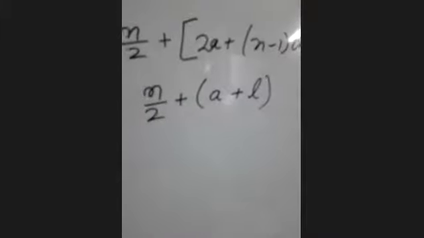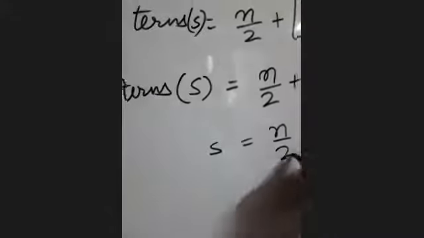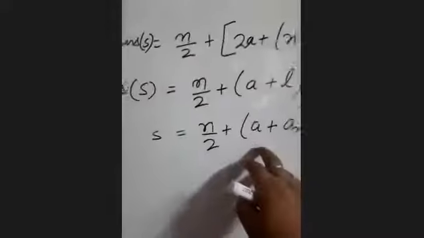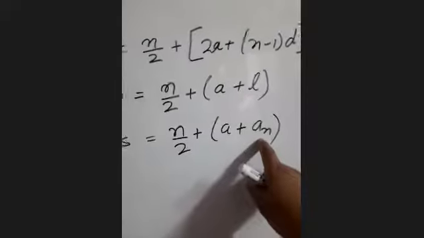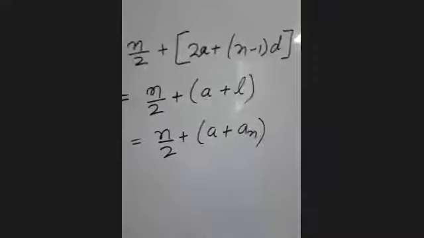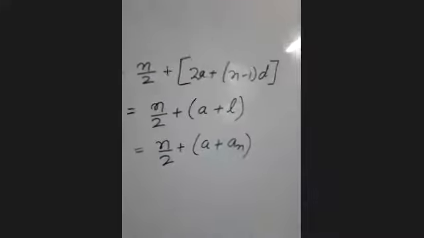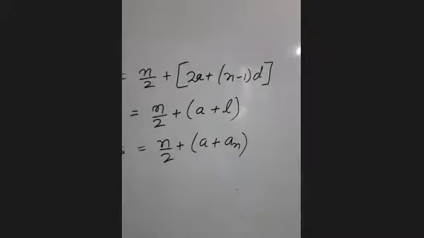Okay, and the other identity is similar to this one, that is S equals n upon 2 times (A plus An). It means you are given An, the nth term. If you have been given that, then you can use this identity, n upon 2 times (A plus An). So these are three identities which we will be using in the next exercise 5.3. You can note it down.